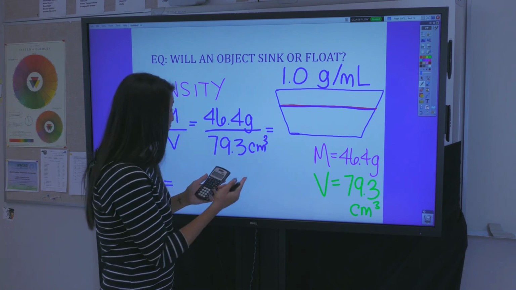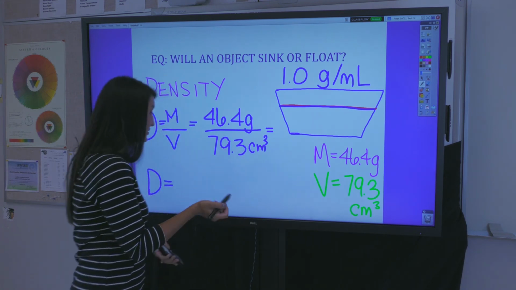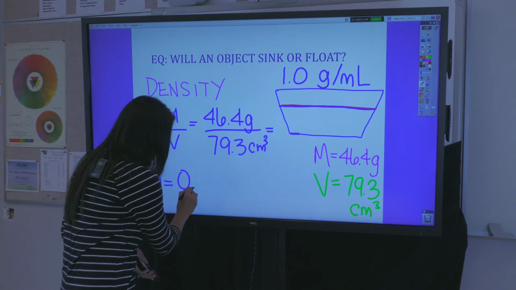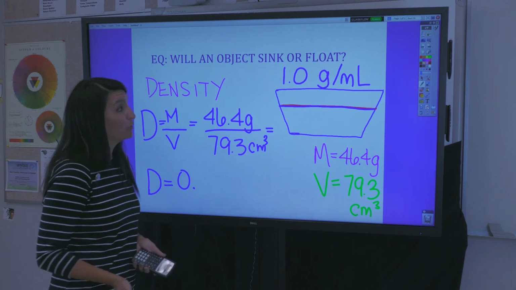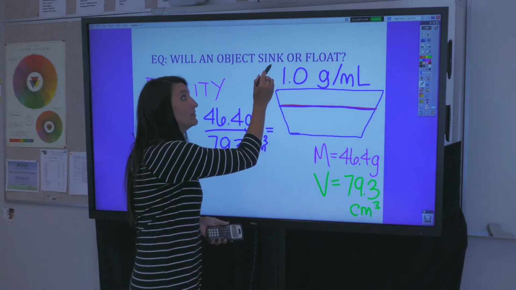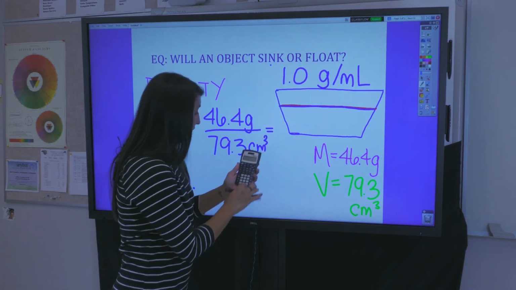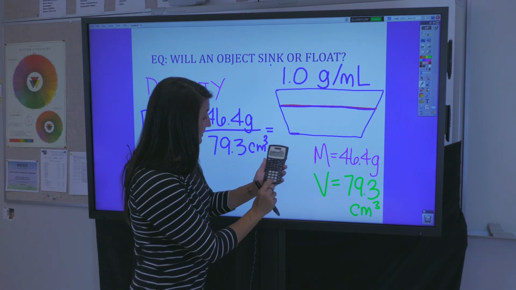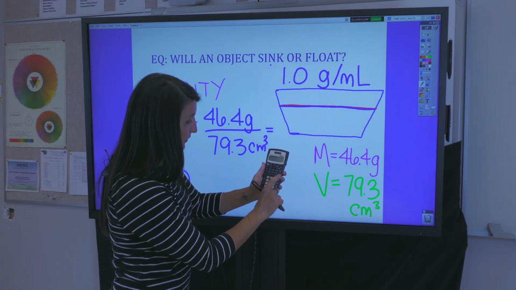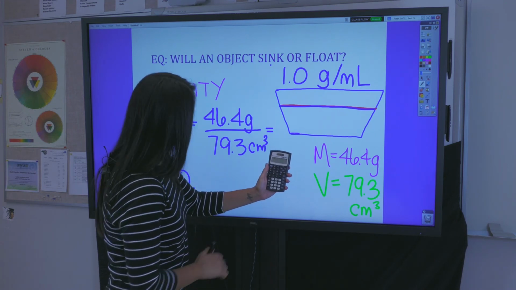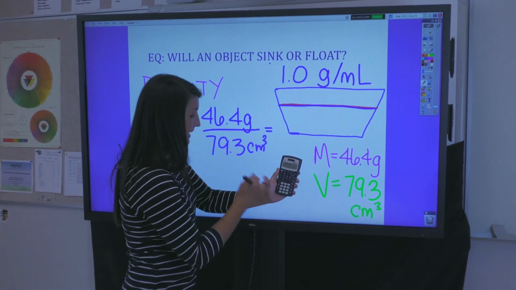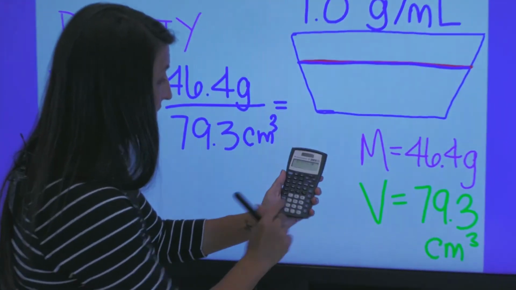So in your mind, you should be thinking, my answer is actually probably going to be 0 point something. And already in your mind, maybe that would be giving you an indication of if it's going to sink or float. So if we put it into our calculator, and I'll do it here so you can see in case you don't have a phone or your calculator handy, we have 46.4, and then we're dividing it by our 79.3 centimeters cubed.